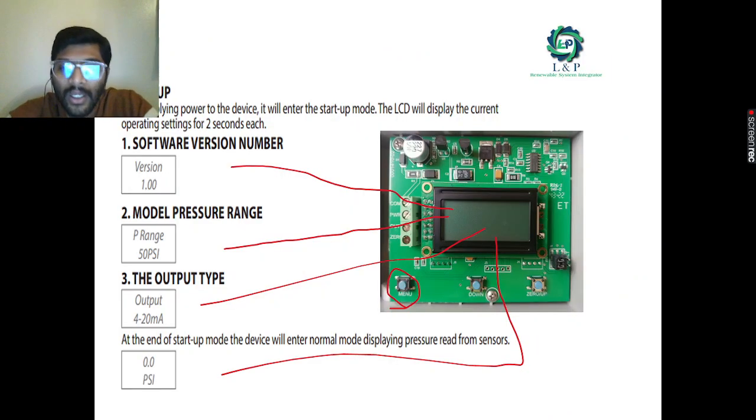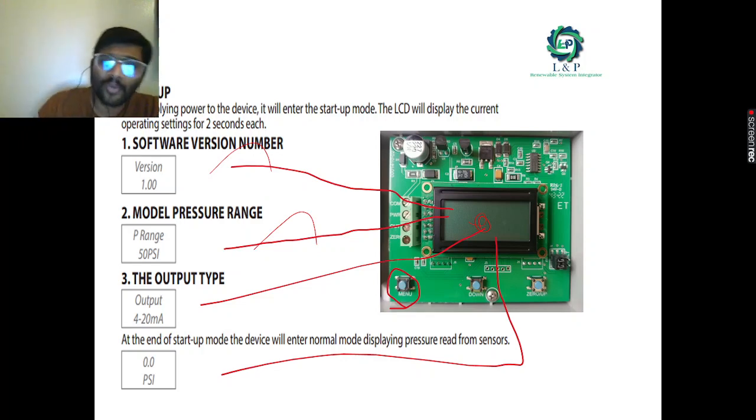As you can see here, once you have provided the proper power supply, there will be some values you can see in this display. You can see the software version, and you can see the model and the pressure range for which it has been designed. As I told you at the start of the session, we have so many options to select, but by default some 50 PSI value will be there. Even the output type you can see may be 4 to 20 milliamp. If you have changed it, maybe you can see it in 0 to 10 volt, or it can be 0 to 5 volt DC output.